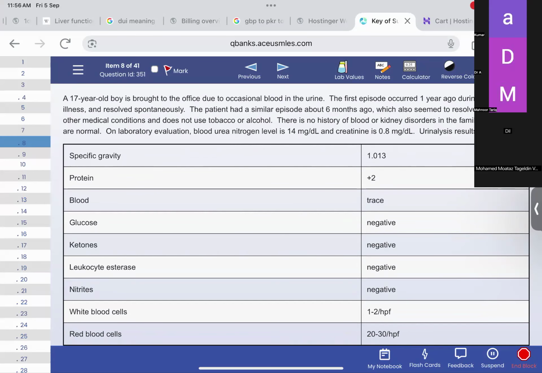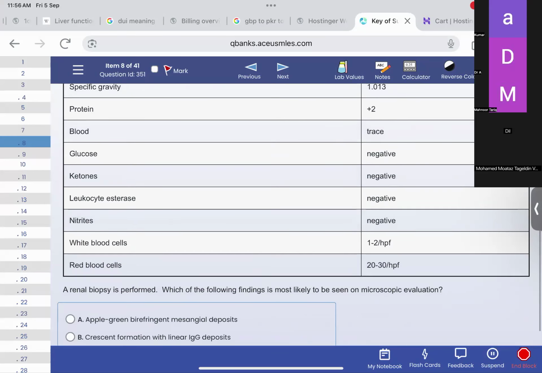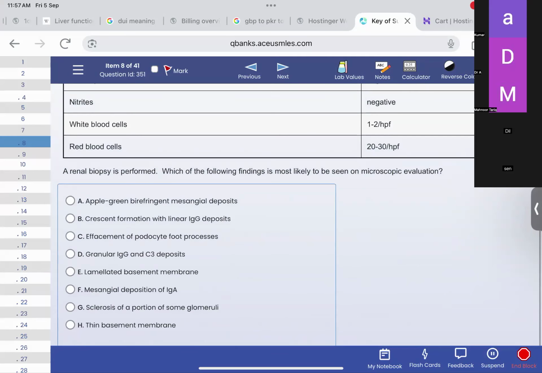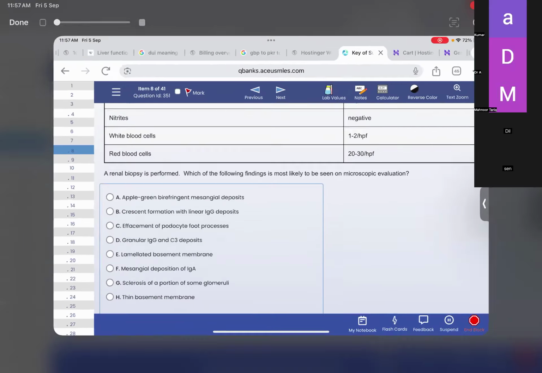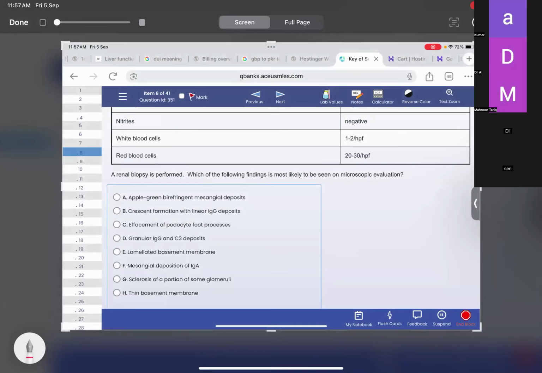The other options are negative, right? So the question options: which of the following is seen? Mesangial deposition of IgA, like this in IgA nephropathy. Let's discuss some of these. Mesangial deposition of IgA.